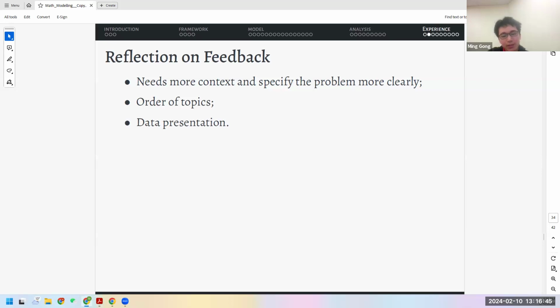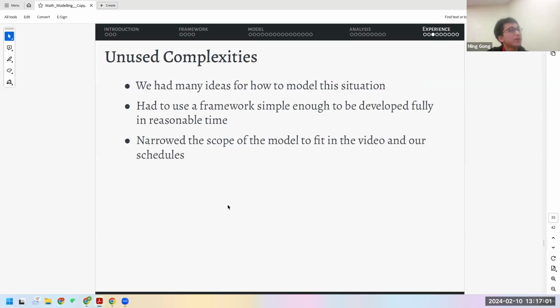Our order of topics can also be better organized. But the actual presentation was only 10 minutes, so it's kind of difficult to cover all the details. Furthermore, we can also improve on the clarity and contents of our graphs and diagrams, perhaps using software like MATLAB to make them.